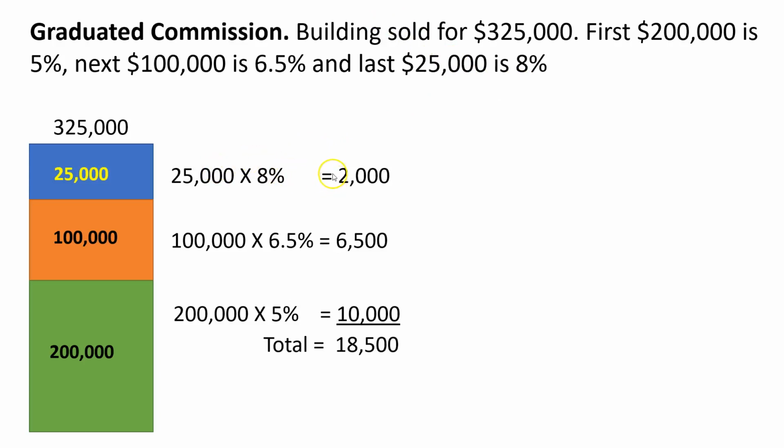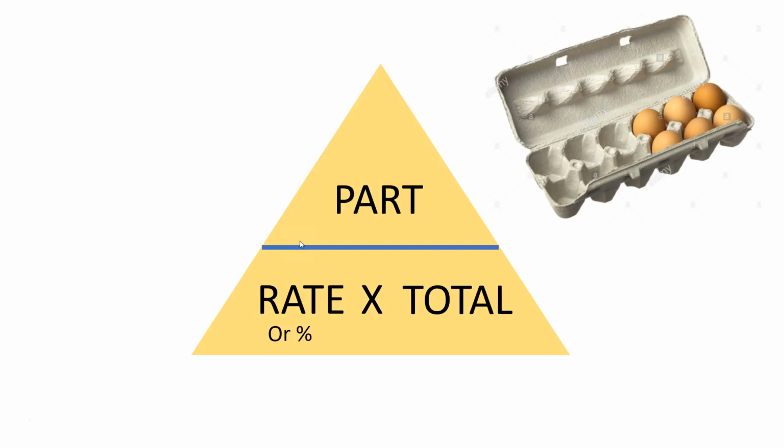You can pause this and look at this if you need to understand it, but we have to move on. Total commission 18,500. We've got this triangle, call it what you will, but this is all to do with if I have a percentage and I have a remainder and I have the original amount, as long as I have two of those I can always work out the third.